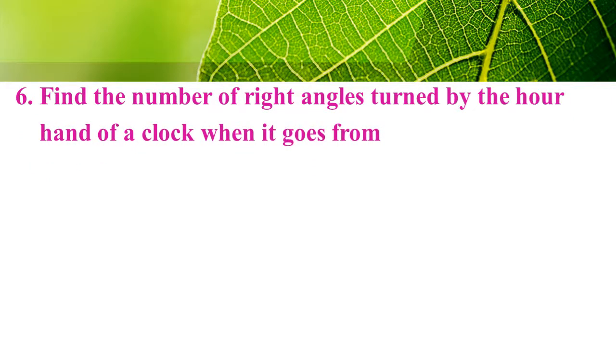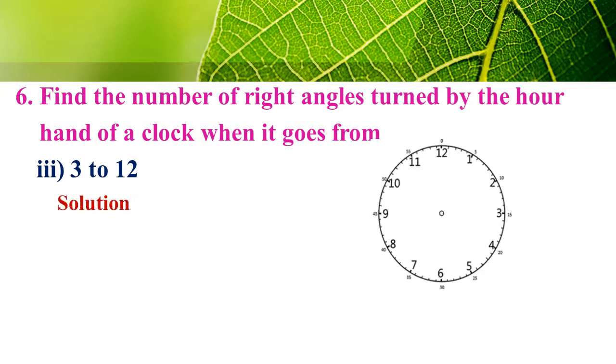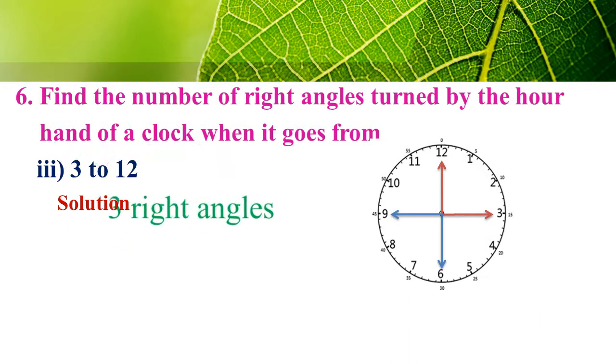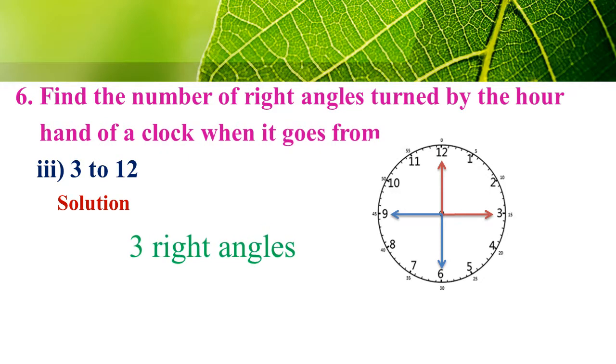Find the number of right angles turned by the hour hand of a clock when it goes from 3 to 12. Take a clock, and first one that is given 3 and 12. How many right angles are there? 1, 2, 3. So you can write 3 right angles.